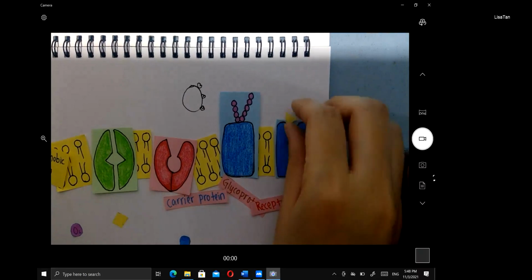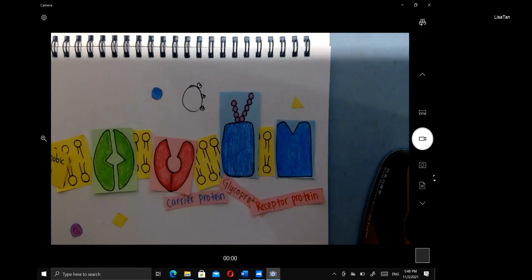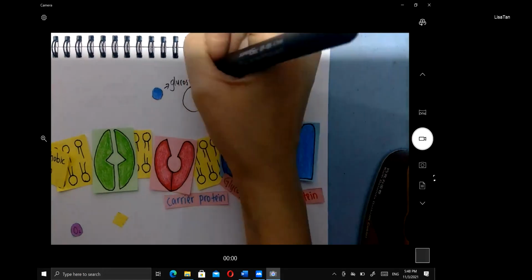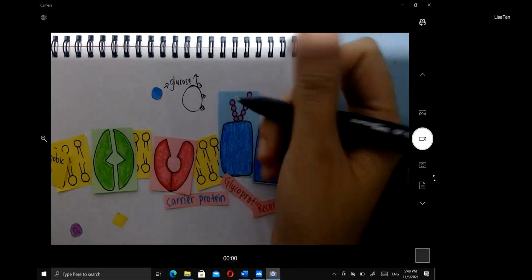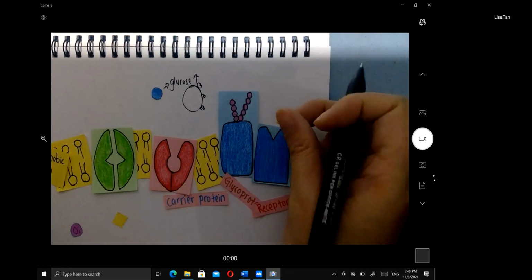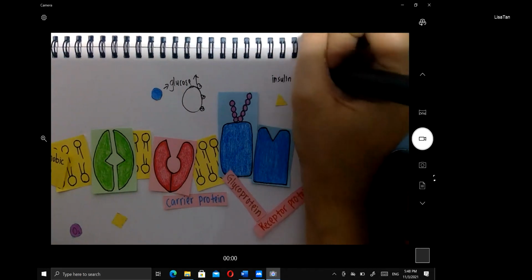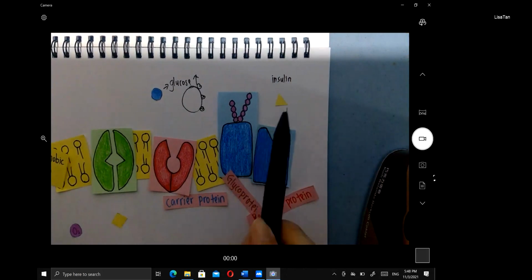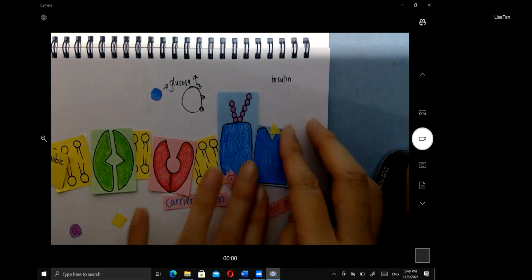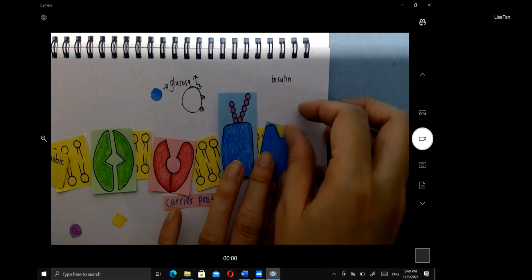So let's say you are just after your lunch. This is the glucose molecule, and the glucose molecule increases, right? If the glucose molecule increases, your pancreas will secrete this insulin. Teacher, what is this? Insulin actually is a type of hormone. This insulin will bind to this receptor protein, because this insulin has a specific shape. It can bind to here.